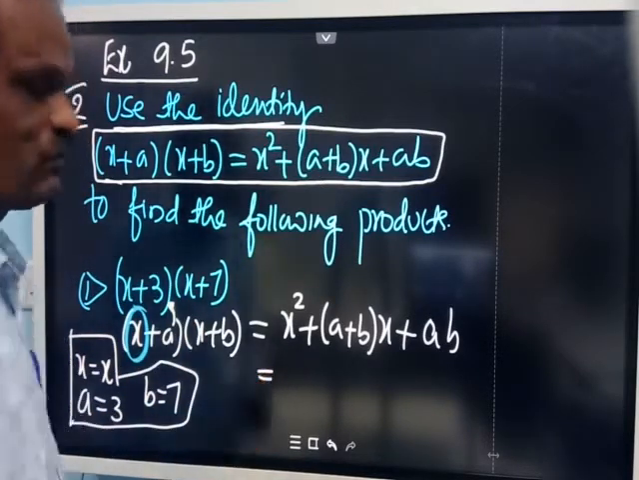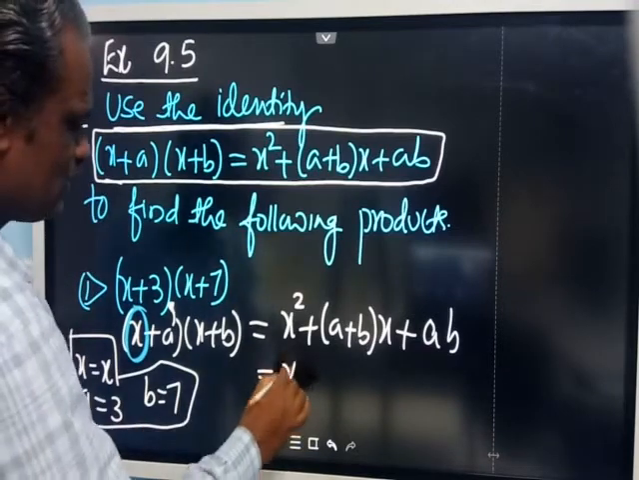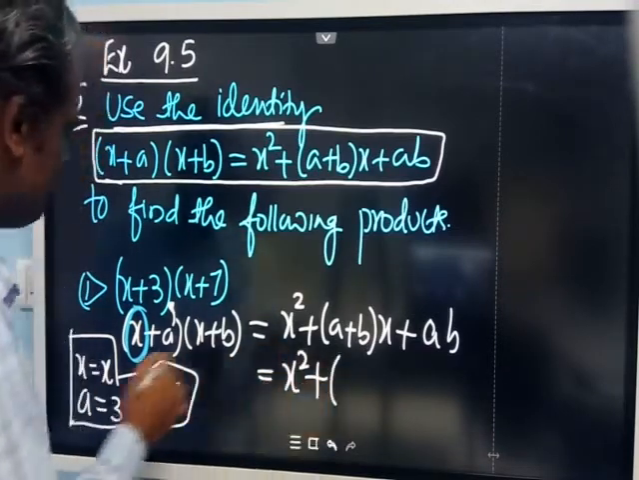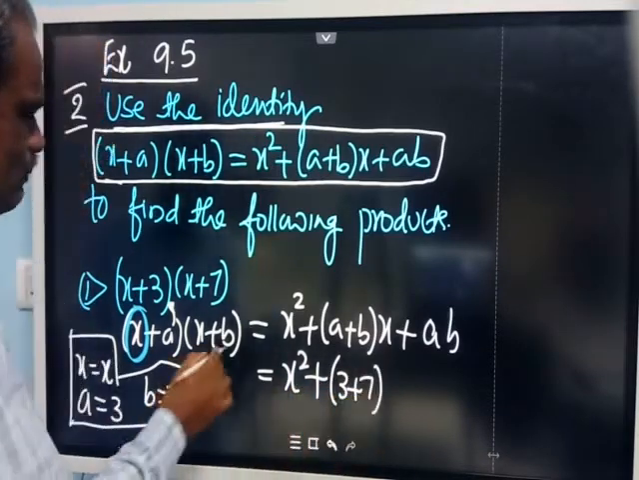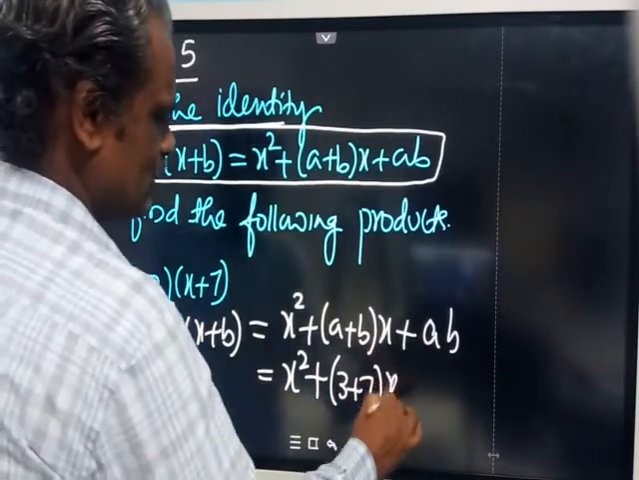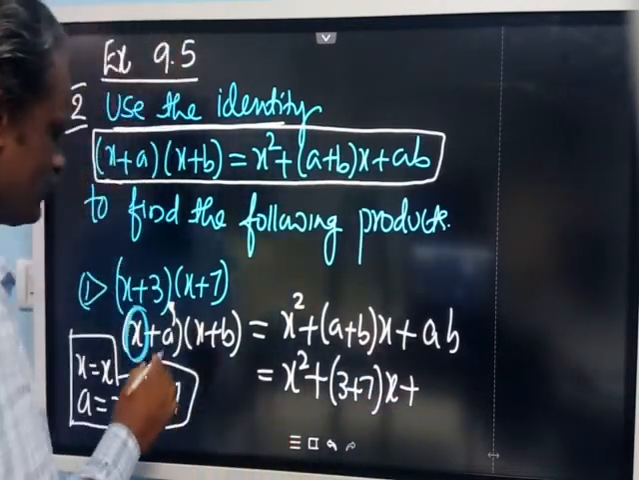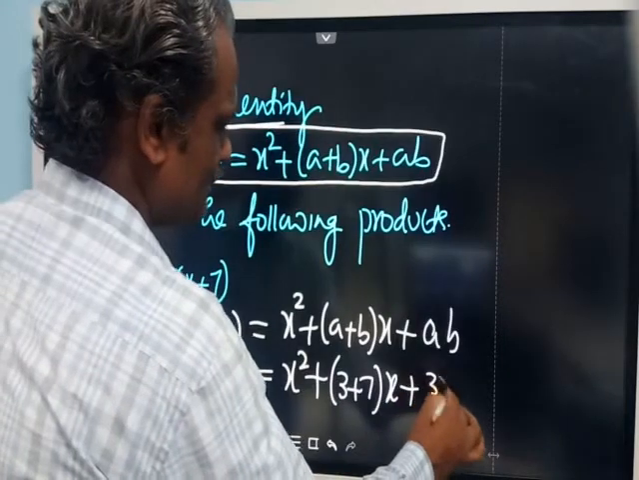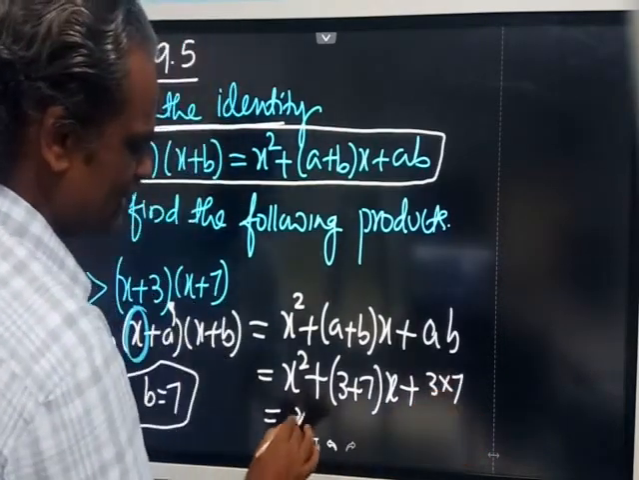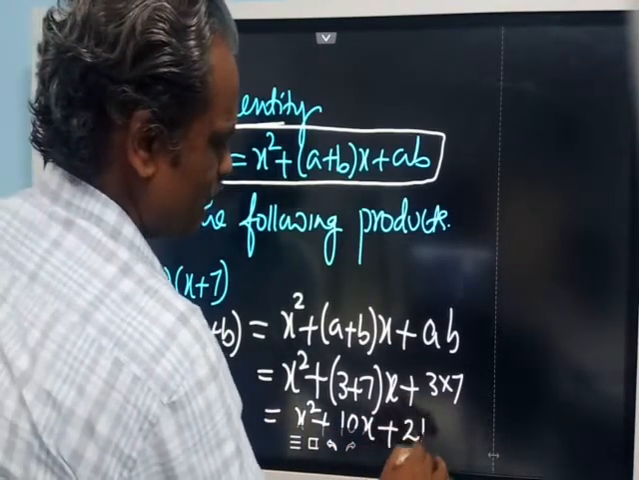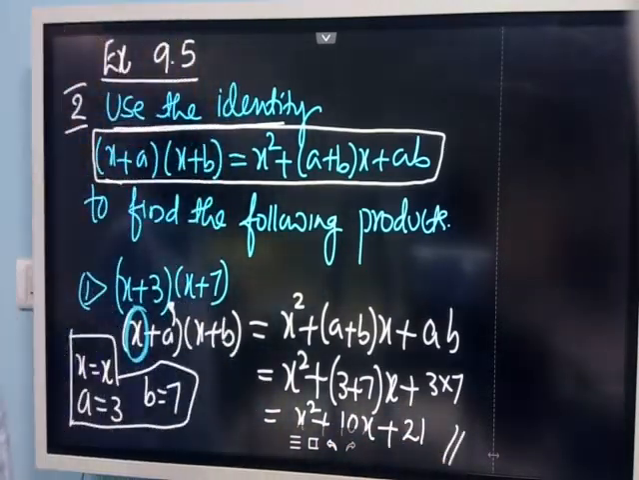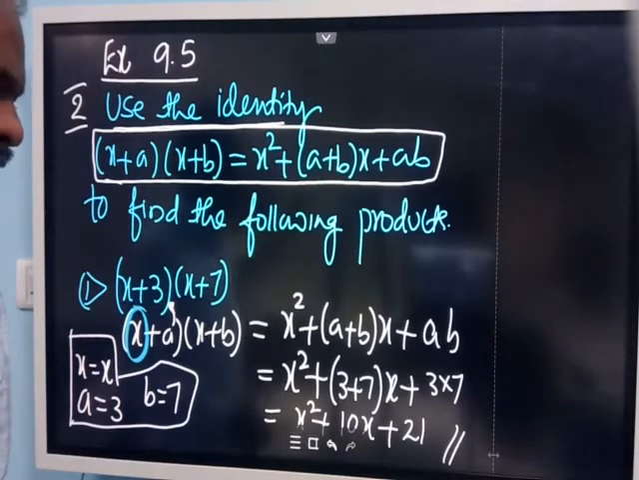Now if you substitute in the formula, x means x itself, x², a + b, a value is 3, b value is 7, (3 + 7) into x as it is, plus ab, here 3 into 7. So what you will get? x² + 10x + 21. This is the solution. When you multiply (x + 3) and (x + 7), you will get x² + 10x + 21 as the product.